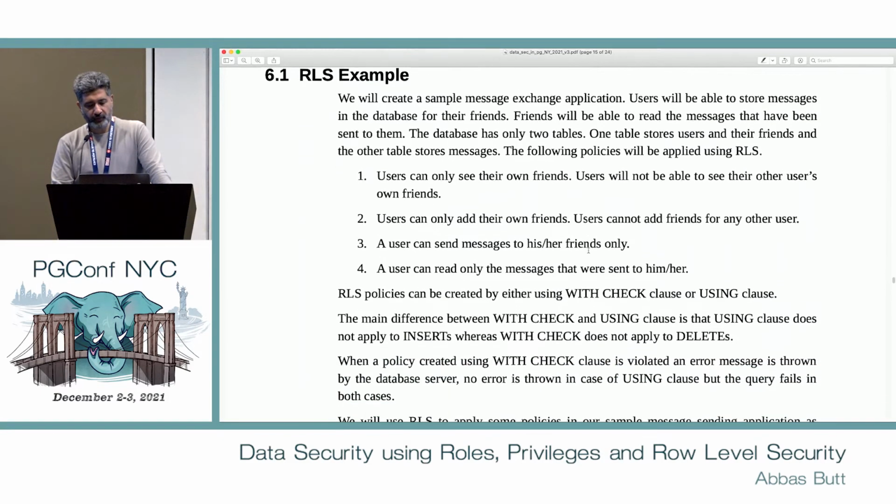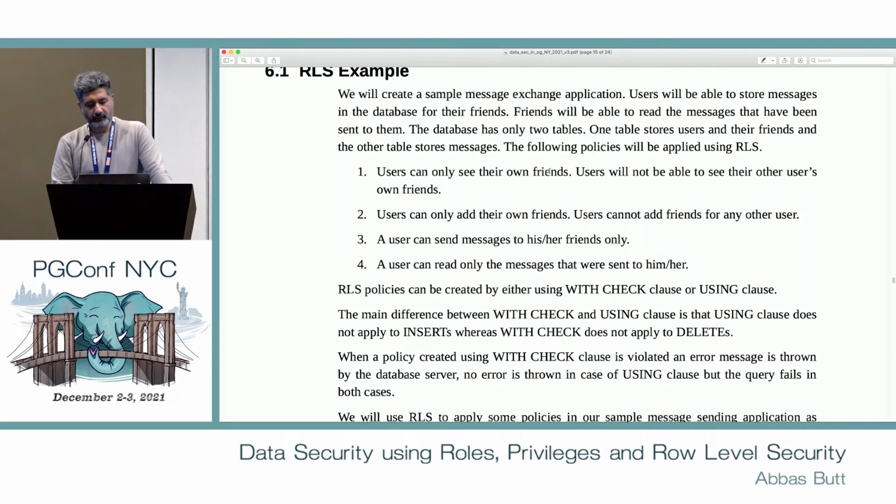So the following four policies will be applied using RLS. The first is that users can only see their own friends. The second is that users can only add their own friends. The third is that the users can send messages to his or her friends only.